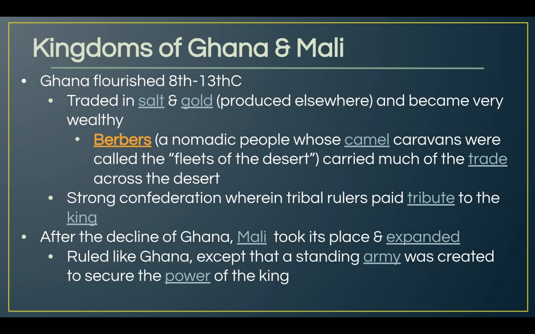So Ghana flourished from the 8th to the 13th century, in where Songhai is. It's not quite as big as what Songhai becomes, but they traded in salt and gold. Salt and gold was actually produced elsewhere, but they would bring it in and sell it there, and that was the basis of their economy. The Berbers were a nomadic people whose camel caravans were called the fleets of the desert. We did talk about them in the last unit. They go from oasis to oasis, but they became a lot of the transportation of the trade, moving goods across the desert.